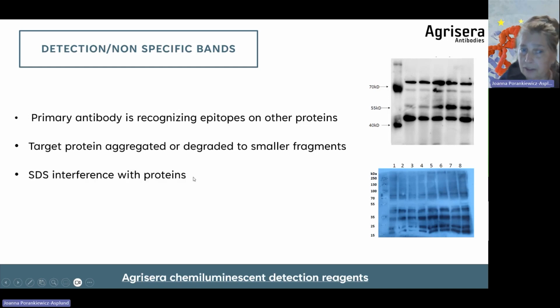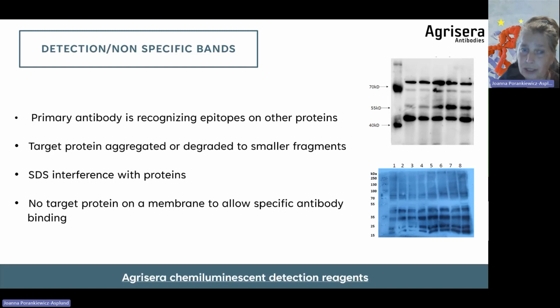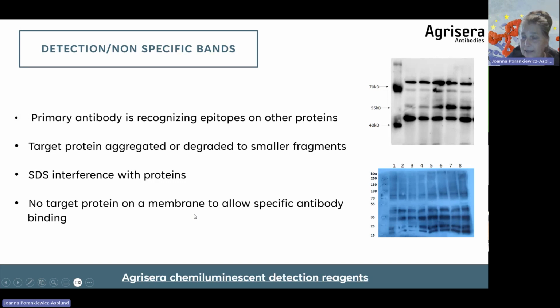Actually, SDS may also interfere with proteins and be a reason for this phenomenon. And also, if there is no target protein on the membrane to allow specific antibody binding, then all other background bands will come up. In Western blot, we are after a very good signal-to-noise ratio, which means that antibody is specifically binding to a target protein in amounts which allow for fast visualization of this binding. You know that if you expose your membranes for a longer time, then all other bands are going to come up.